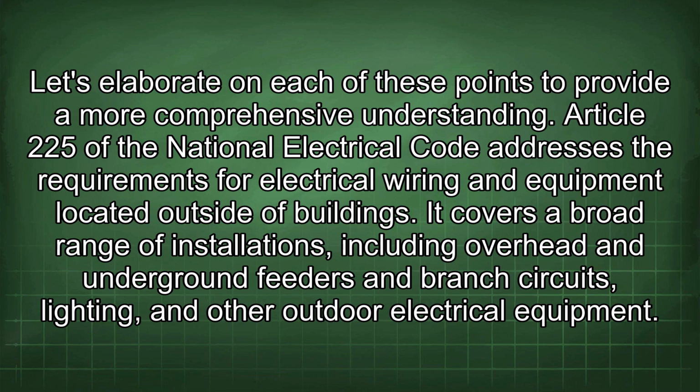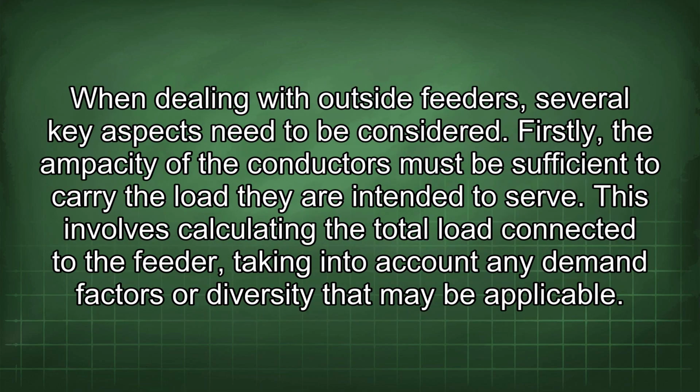Article 225 of the National Electrical Code addresses the requirements for electrical wiring and equipment located outside of buildings. It covers a broad range of installations including overhead and underground feeders and branch circuits, lighting, and other outdoor electrical equipment. When dealing with outside feeders, several key aspects need to be considered. Firstly, the ampacity of the conductors must be sufficient to carry the load they are intended to serve. This involves calculating the total load connected to the feeder, taking into account any demand factors or diversity that may be applicable.